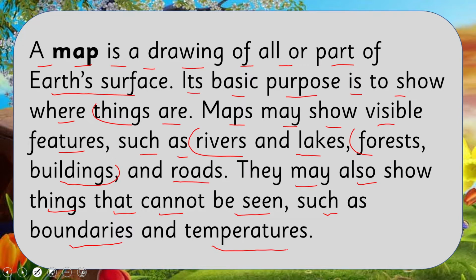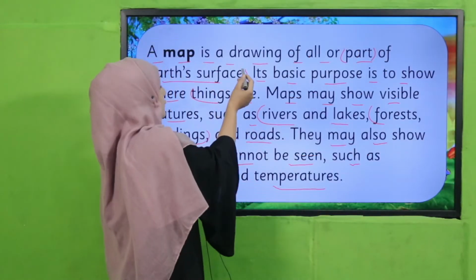So yes, my dear teachers and my dear fellow students, this is the definition of a map. What is a map? A map is a drawing. This is a part of Earth's surface. It depends on which place we are going to discuss and which place we want to know about, its boundaries, its lakes, its water bodies, like rivers, how many water bodies are there. So this is called a part of Earth's surface.